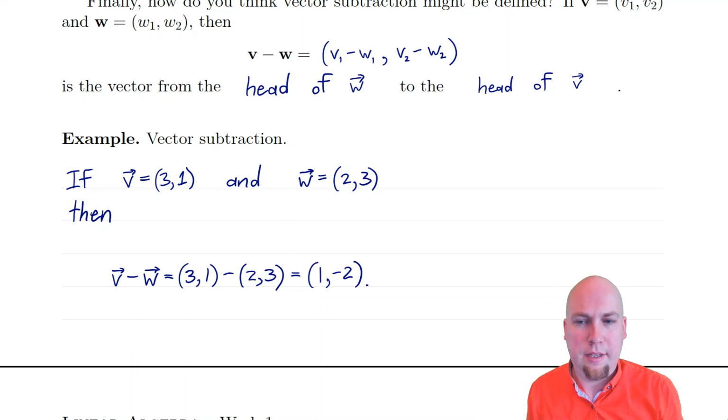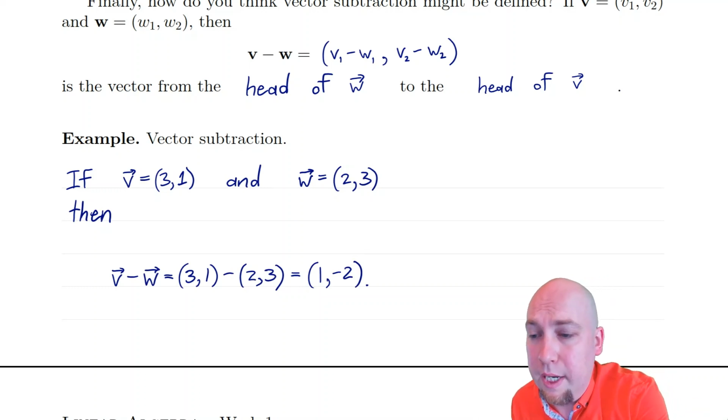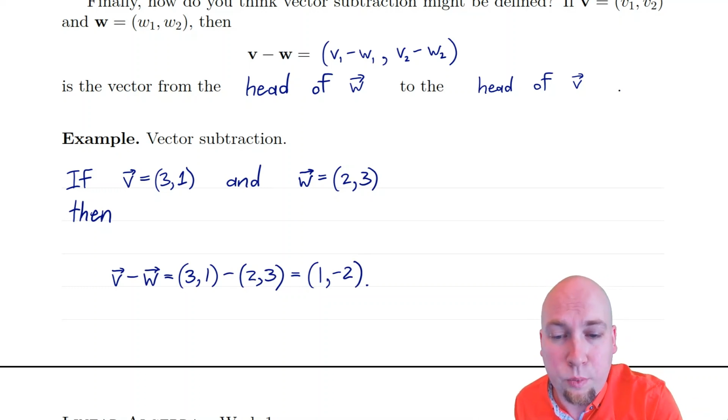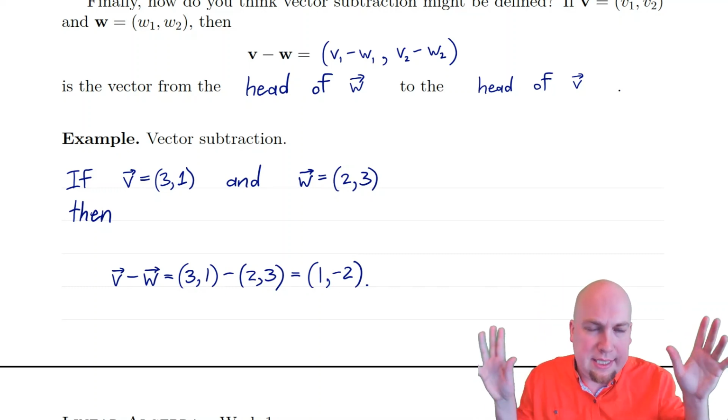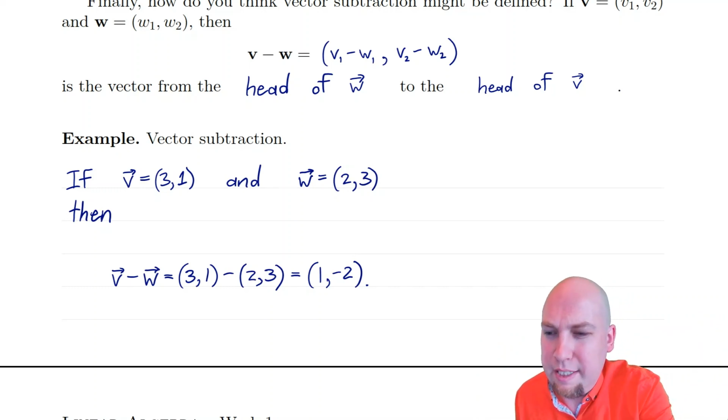Then the difference between them, if I just work entry-wise with that formula, you just do 3 minus 2 is 1, and 1 minus 3 is minus 2. So algebraically, it's very simple. It's exactly what you would expect. Geometrically, what is it though?